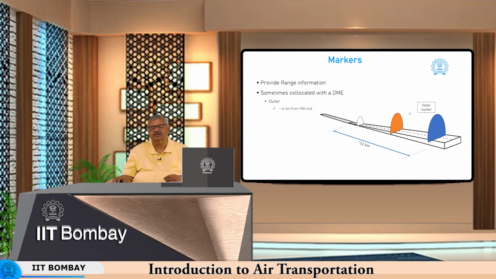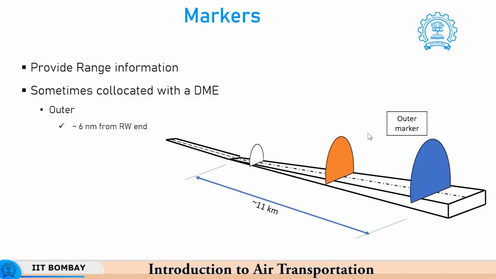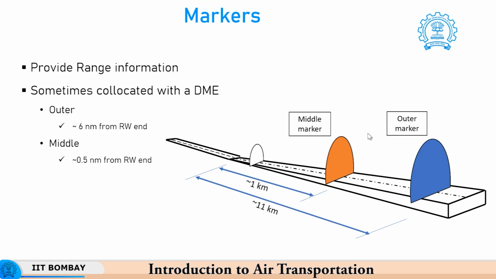The outer marker is located approximately 6 nautical miles or 11 kilometers from the runway end, shown here in the blue color. The middle marker is located half nautical mile or approximately 1 kilometer from the runway end, as shown in the amber color or the orange color here, and the inner marker, if it is there, is located around 60 meters or 100 feet from the edge of the runway.